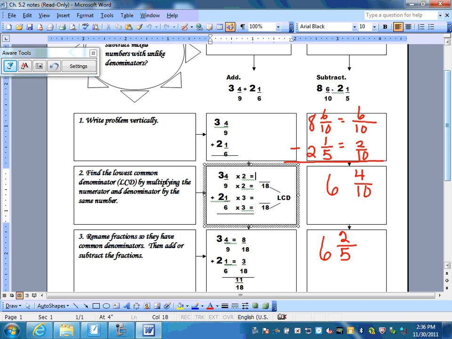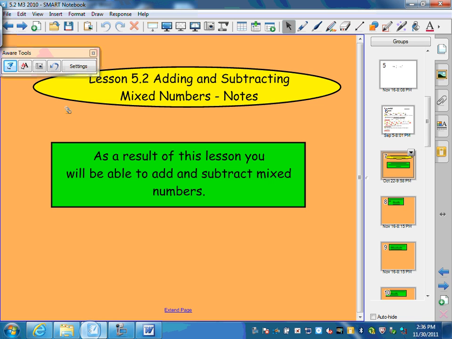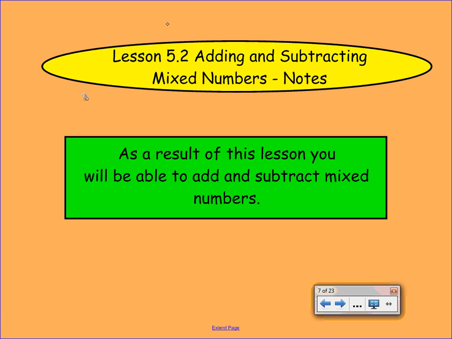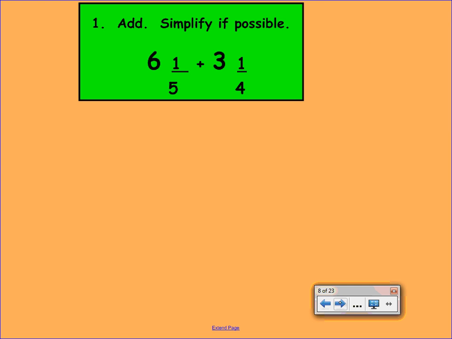Okay, let's take a look at the back of your notes at the example problems. When we go to our first example, I'm going to ask you to write that vertically, get a common denominator, and then add it. Pause the video cast while you do that, and I'll be waiting right here for you.